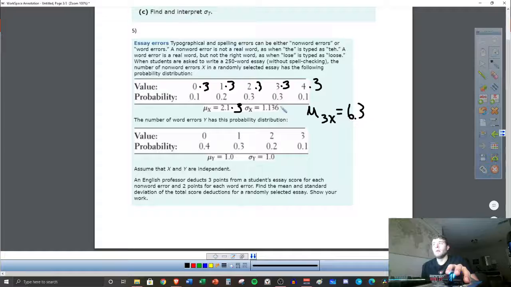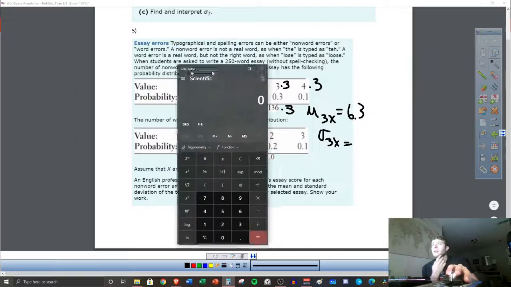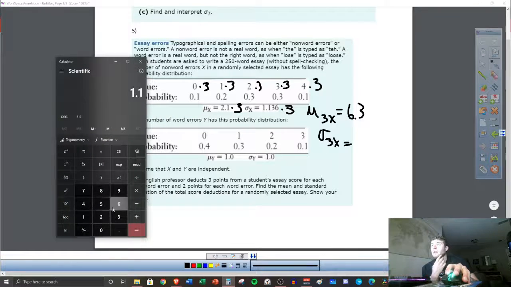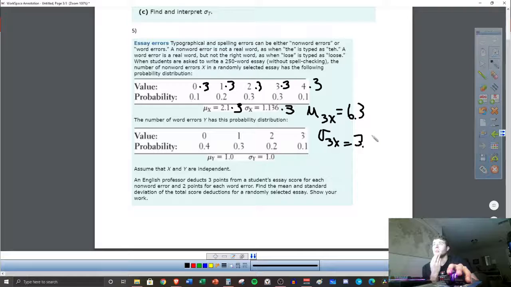Okay. We also do that to the standard deviation. Remember, multiplication affects all of these. So I'm going to say sigma of 3x equals, well, I got to multiply that by 3. Let me get a calculator to do 1.136 times 3. So I'll just round that up to 3.41. So that was sort of the first part of this. We're not going to combine these yet. We needed to transform them first.